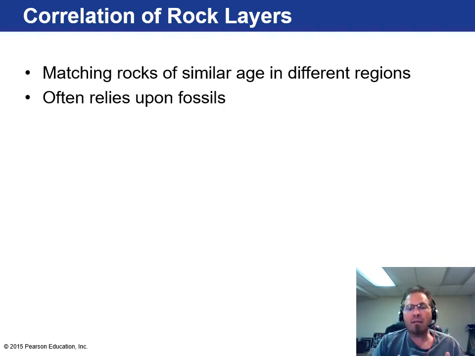And one of the ways to do that is looking at what are called trace fossils, or fossil layers, where they have to pretty much match up. And if they do, then that particular layer is the same age, whether it's way over here or way over here.